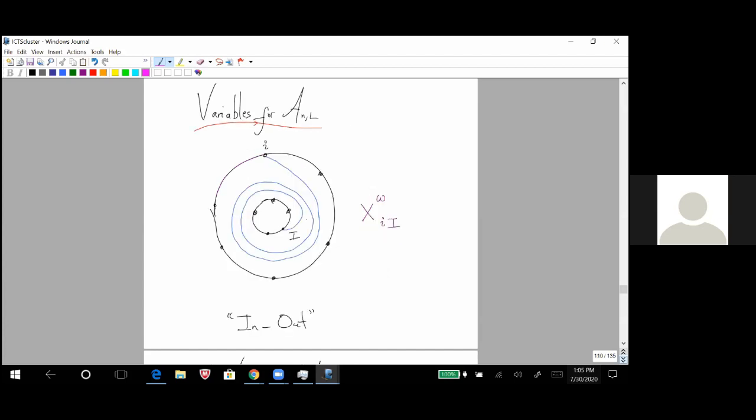These are the variables that do have winding. You can call them the in-out variables, just as I've drawn, and I've seen examples already. They're labeled by some winding number, and they wind around the annulus some number of times. Okay, so that's my kinematic space.